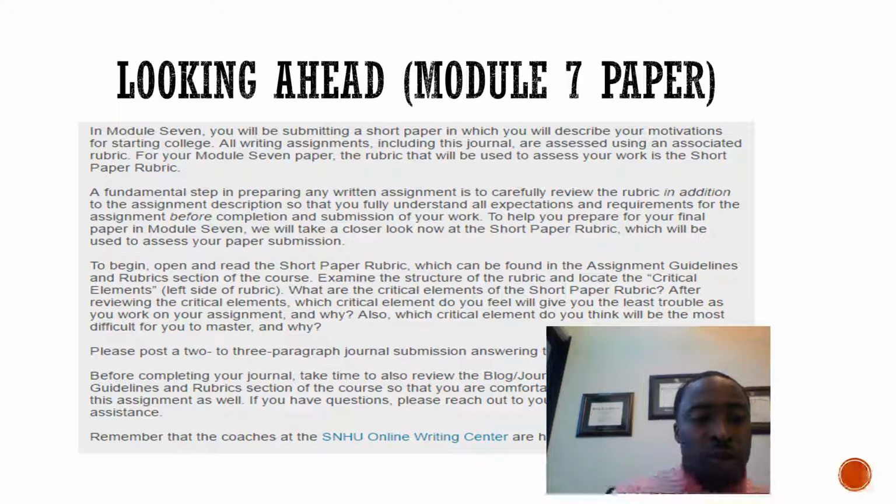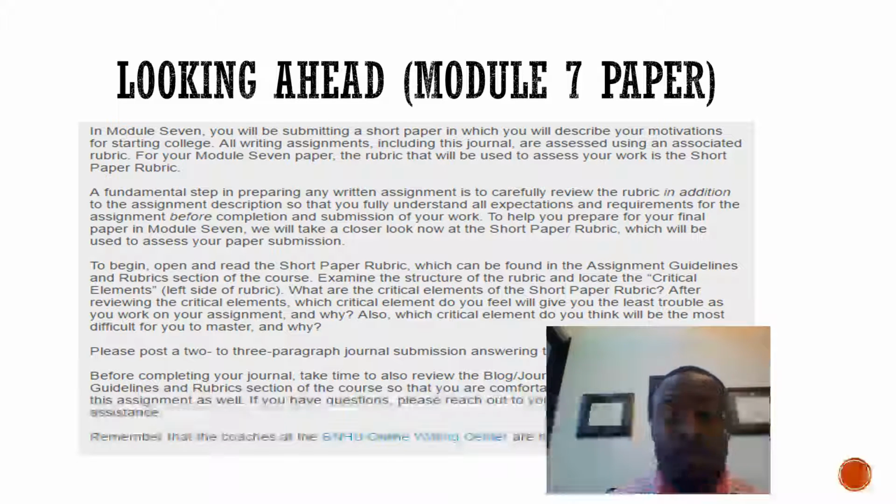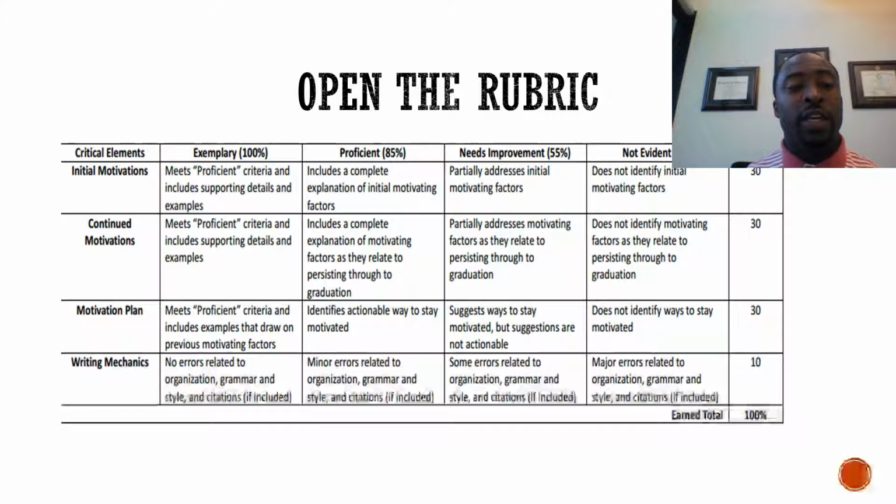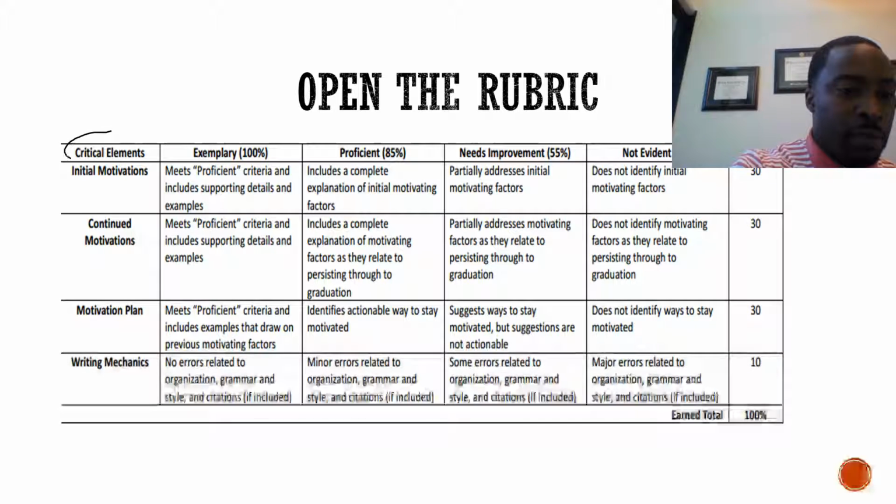All right, so the first thing you want to do is open the rubric, which at the end of this video I'm going to show you how to do. And then you want to start simply answering specific questions related to the rubric. So the next slide you'll see here is the rubric. All right, so you'll see where it says critical elements here.